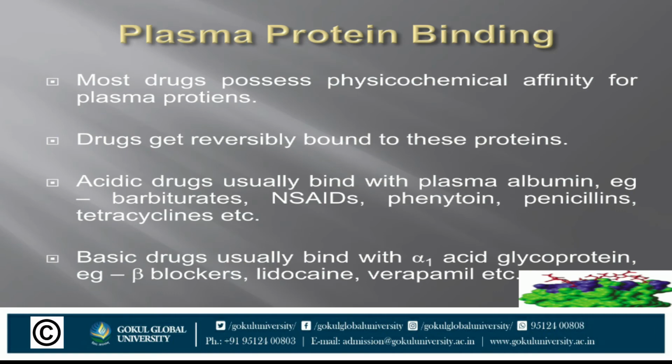Moving on to plasma protein binding. Most drugs possess chemical affinity for plasma proteins and get reversibly bound to these. Acidic drugs generally bind to plasma albumin and basic drugs to alpha-1 acid glycoprotein. So binding to albumin is quantitatively more important, and the extent of binding depends on the individual compound. So no generalization for a pharmacological or chemical class can be made. Even a small chemical change can markedly alter protein binding.